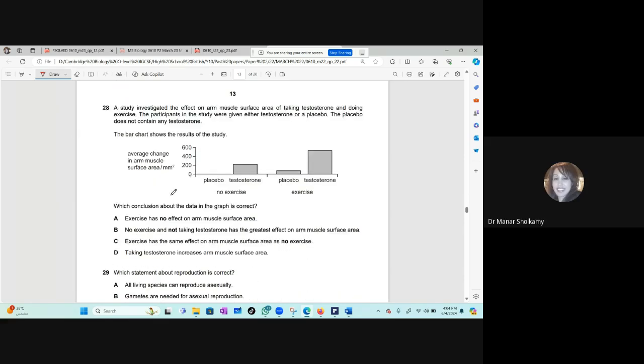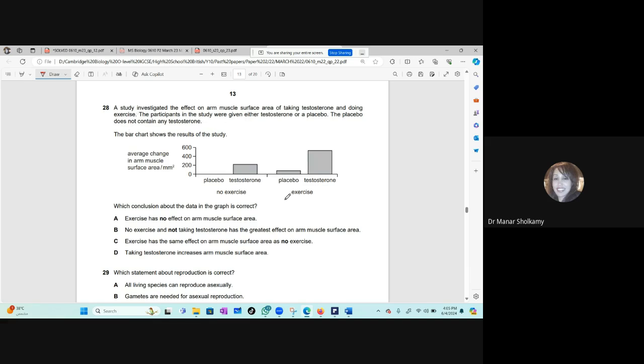A study investigated the effect on arm muscle surface area of taking testosterone and exercise. No, we will not solve this exercise, because the question, even though we can, because the steroids were cancelled, but it's a graph, so we can. The participants in the study were given either testosterone or a placebo. A placebo is not the drug. This is the control. The placebo means they did not take the drug. They took nothing. The placebo does not contain any testosterone. Okay, they just told you.